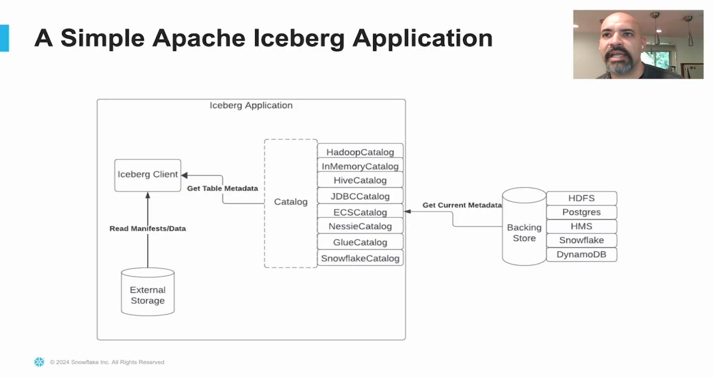So here's a simple diagram of what your Iceberg application might look like. You have an Iceberg client, for example, the Spark Iceberg library, which will talk to a catalog implementation, which will be one of these different implementations that exists in the open source project. That catalog will reach out to its backing store, whether that's HDFS or Snowflake or DynamoDB or whatever. And then it'll find the current version of the metadata JSON file, read it, get the table metadata, return that back to your Iceberg application. And then your Iceberg application can use that to find all of the manifests and data files for your table.